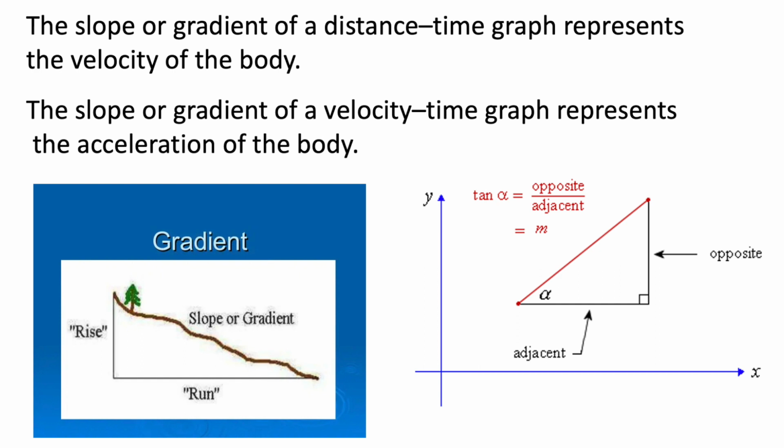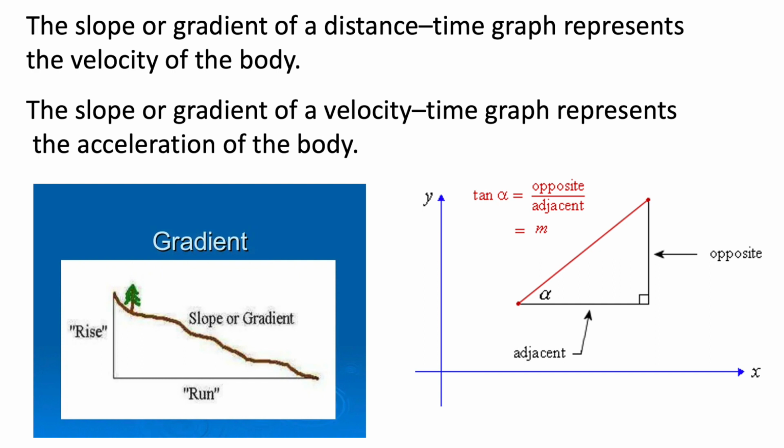Similarly, the slope or gradient of a velocity-time graph represents the acceleration of the body. Now, what is slope? You can see a picture here, a mountain, with a tree at the top. When we say the slope or gradient is high, it means that the angle between the horizontal line, the run, and the road is high. That angle is high, a very large value for the angle.